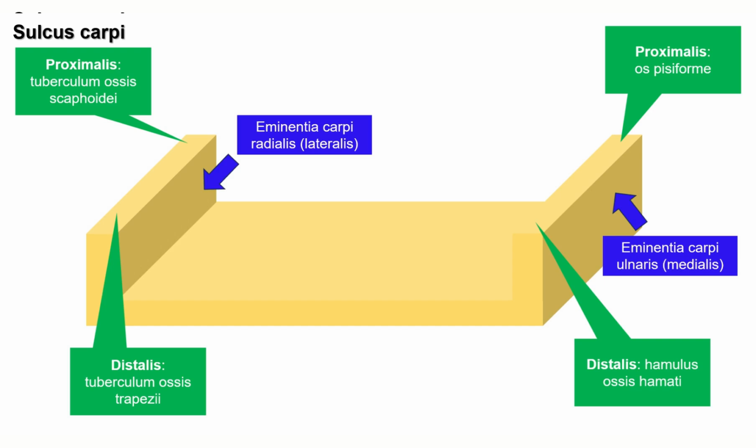Both the eminentia carpi radialis and ulnaris are formed by different bony structures, both proximally and distally. The eminentia carpi radialis, proximally, is formed by the tubercle of the scaphoid bone, which we call the tuberculum ossis scaphoidei, while distally it is formed by the tubercle of the trapezium bone, the os trapezium, which we call the tuberculum ossis trapezii. The eminentia carpi ulnaris is also formed by two bony structures.